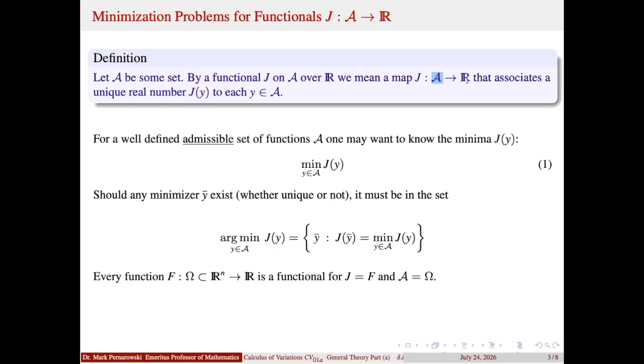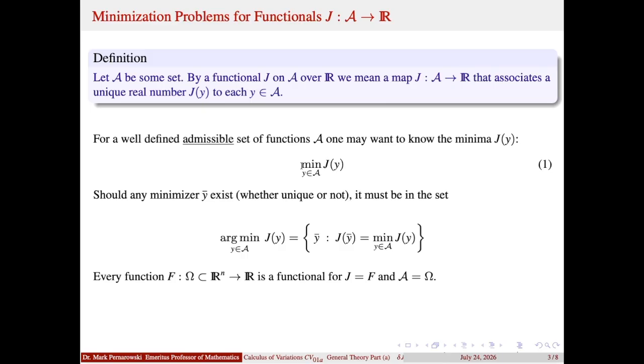That's actually a functional. But what we're going to be doing is picking very special admissible sets that are relevant to different problems. And typically our admissible sets themselves will be sets of functions. So J is a function that maps from a set of functions into the real numbers.